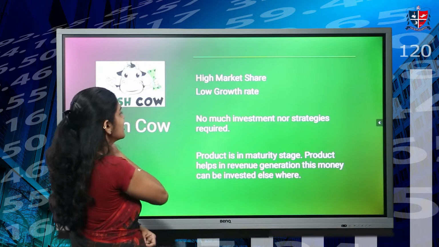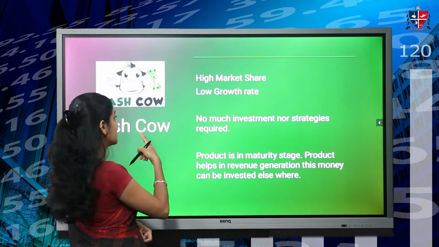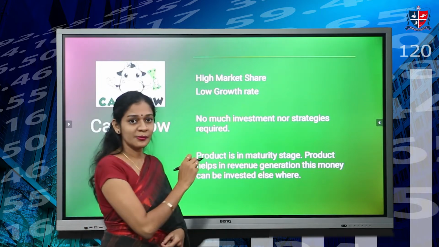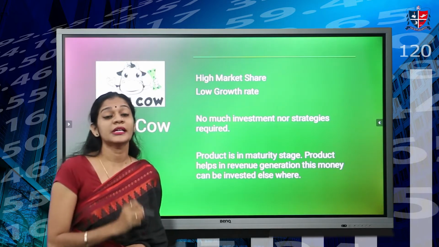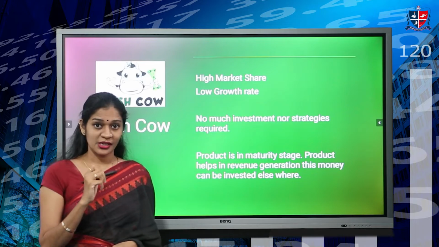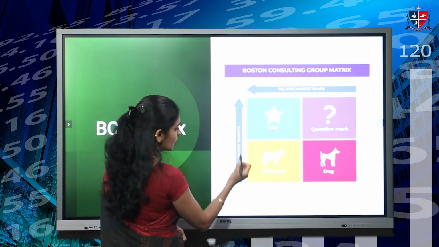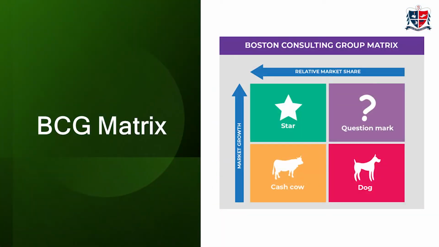Okay, now let's consider the other one, that is cash cow. Cash cow is a position where the market growth rate is very low but the market share is very high. See, growth rate is very low but market share is very high. That means what? You don't have to invest much.